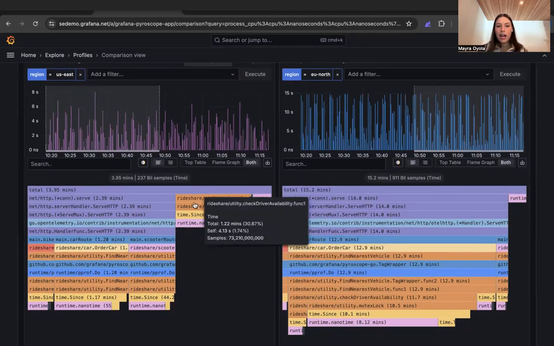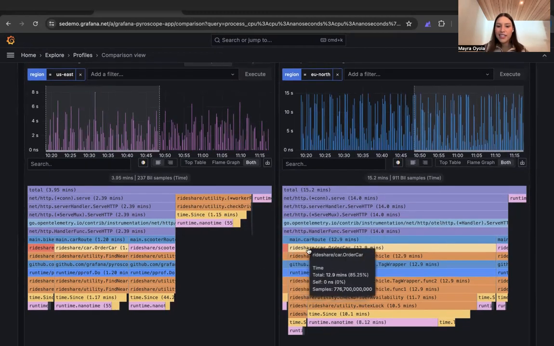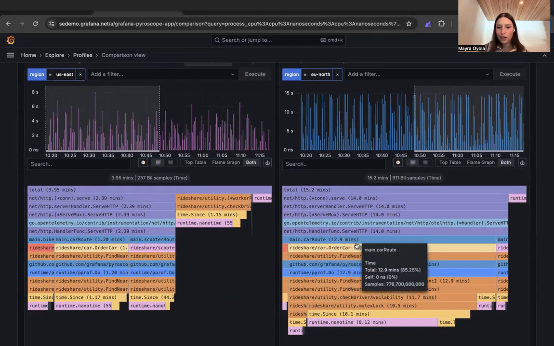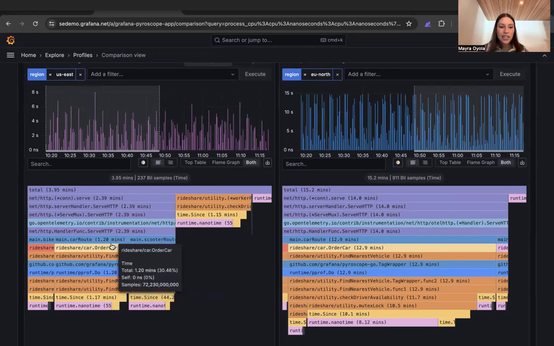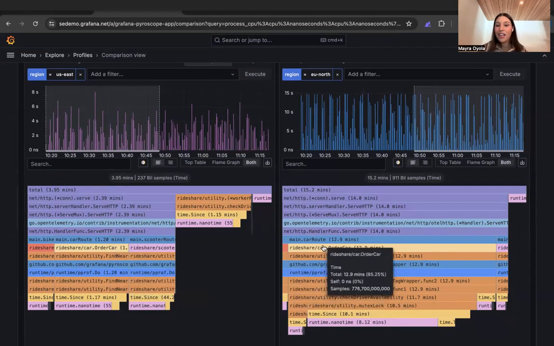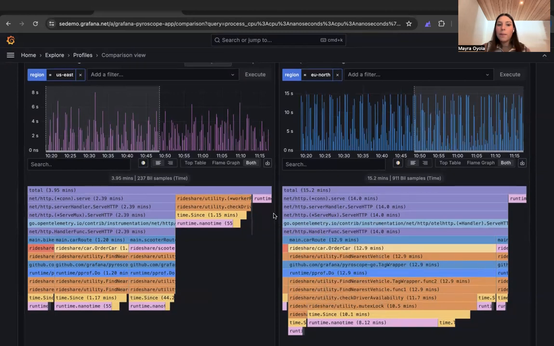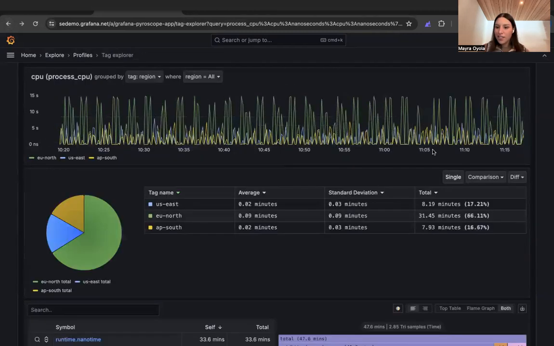But even here, having these visualizations side by side, we can see that the order car is much longer in the EU than it is here in the US. And though this is visually obvious in this example, that's not always the case. So we can see here that this order car request was 1.2 minutes. And then in the EU, it was 12.9 minutes, right? We were luckily able to identify this visually very quickly, but I want to go back and give you an alternative scenario where we actually do the difference.